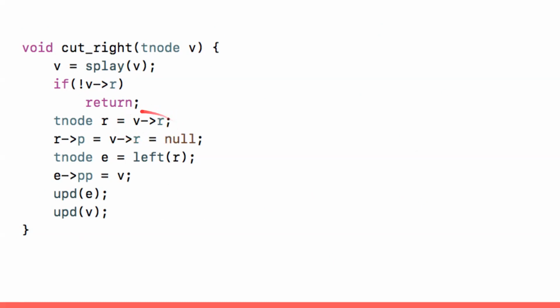We take the right element and say that it doesn't have any parent anymore. Then we find the leftmost element in that new path, and we say that it already has a PP, and we update both of them.